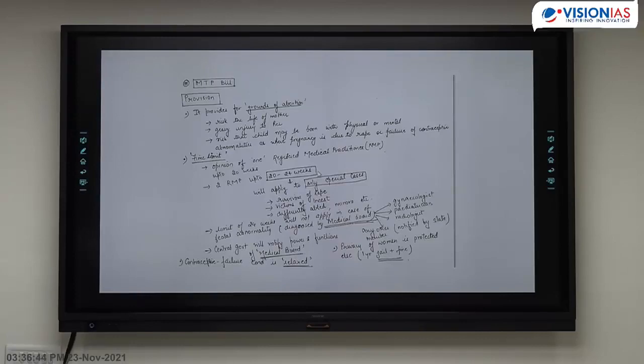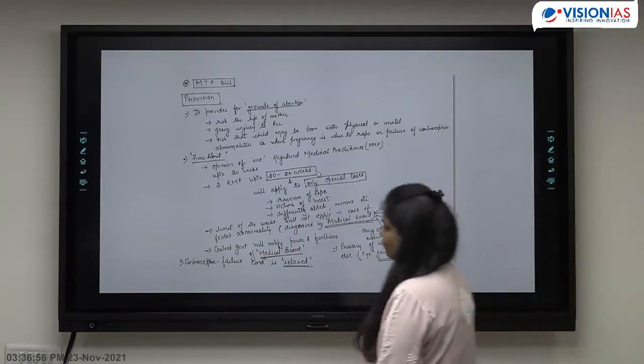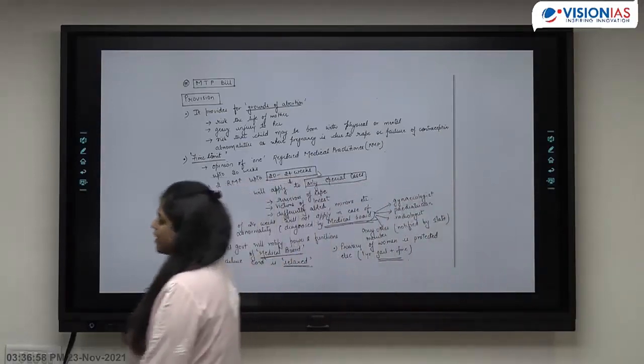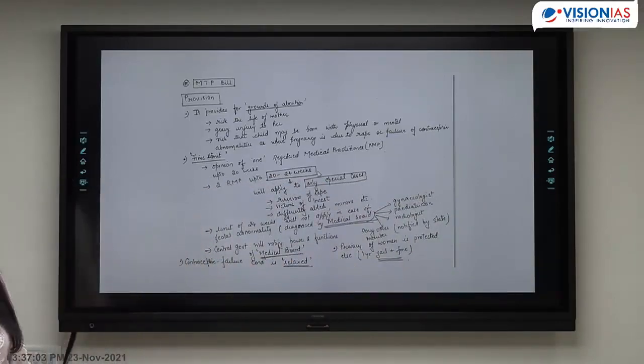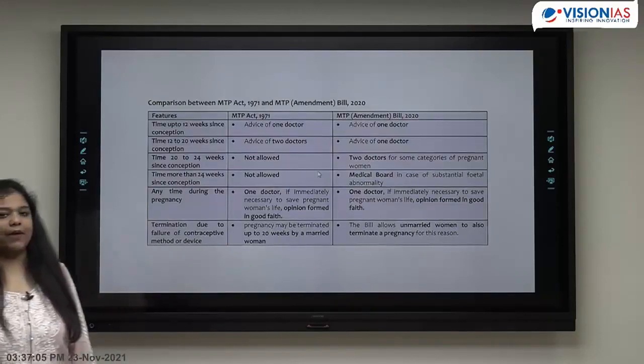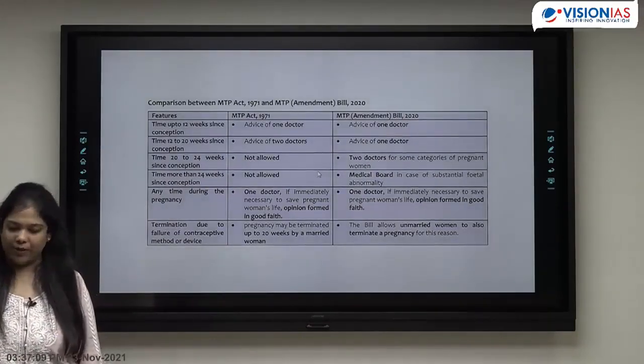Then the limit of 24 weeks will not apply in case of fetal abnormality, which has to be diagnosed by the medical board. The medical board would consist of these people. The government would be notifying the powers and functions of the medical board. At the end of it, the privacy of the woman has to be protected, otherwise there are penalties for it. You can compare MTP 1971 with the Act. This has now become the Act.